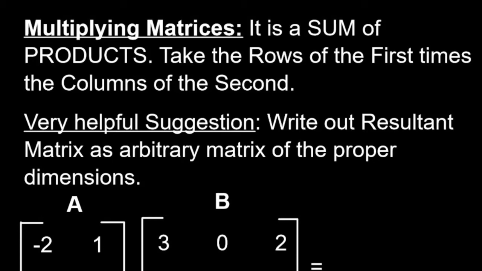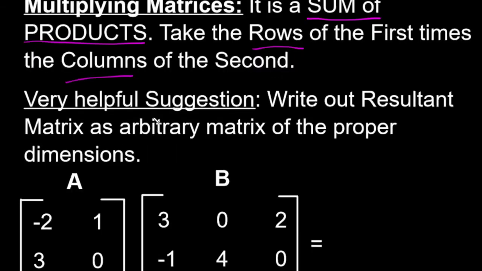Matrix multiplication is a sum of products. A sum of products. That's the key phrase of what we're doing. It is a sum of products. You take the rows of the first matrix times the columns of the second. So it's rows times columns.